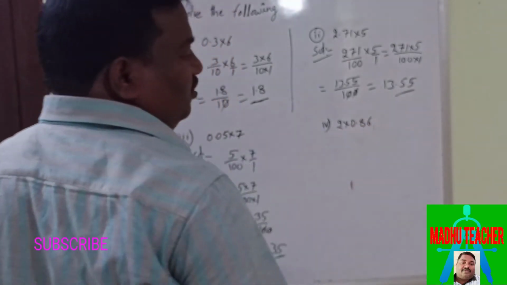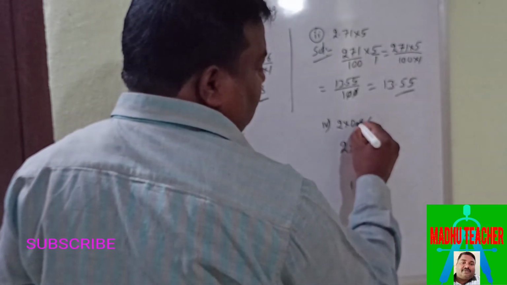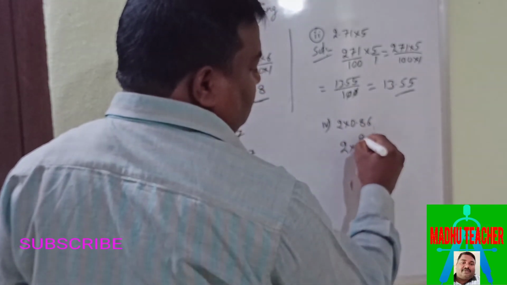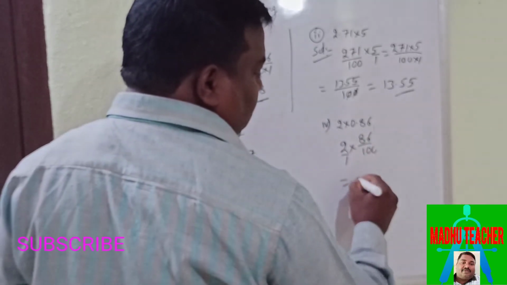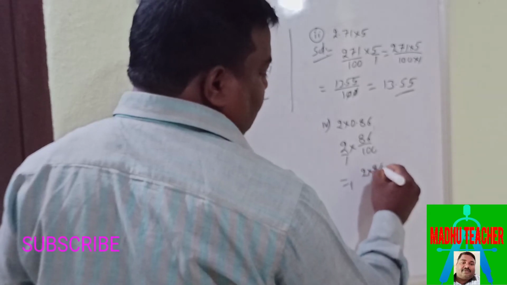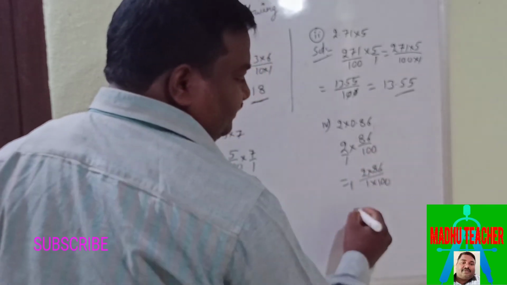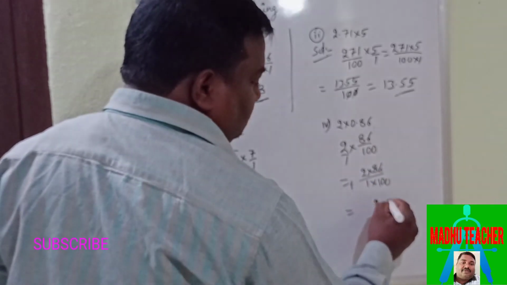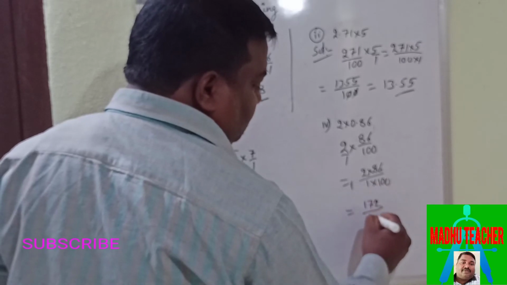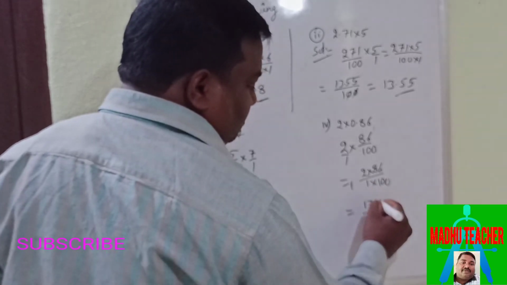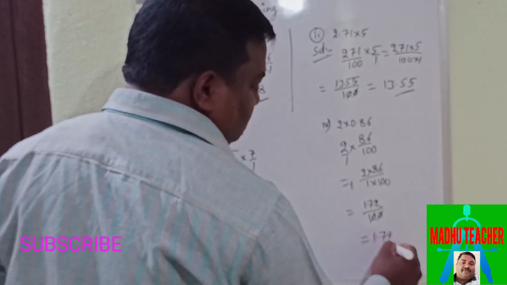This is 2 into 0.86. After decimal point we have 2 digits, that's why 86 by 100 by 1. Numerator into numerator by denominator into denominator. 2 sixes are 12, 2 eights are 16, 17 by 1 into 100, 100. 2 zeros cancel, put point before 2 digits, that is 1.72.